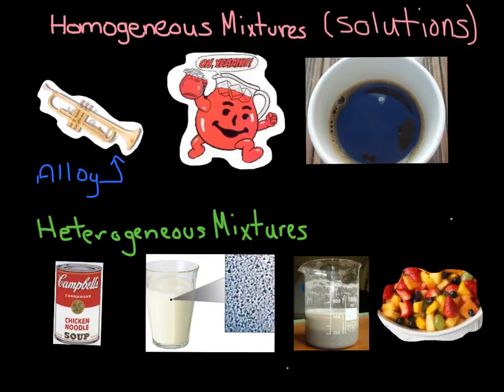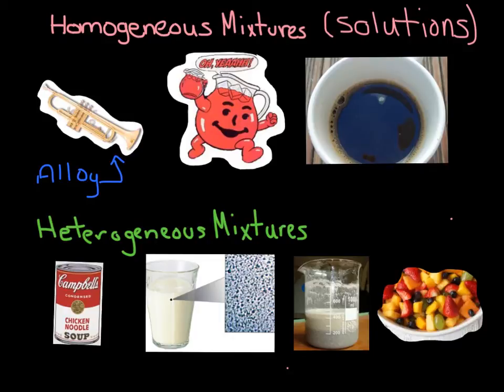Heterogeneous mixtures contain more than one phase. You can think of chicken noodle soup. I know you can imagine the noodles, the chicken pieces, and the broth. No matter how well you mix the 3 together, you will always be able to distinguish each phase in the soup.